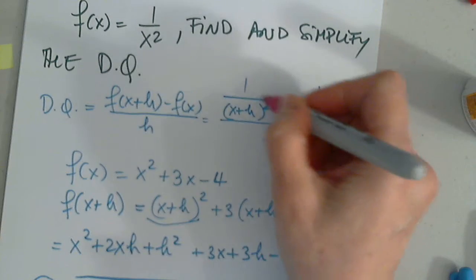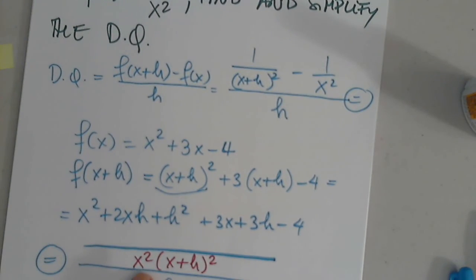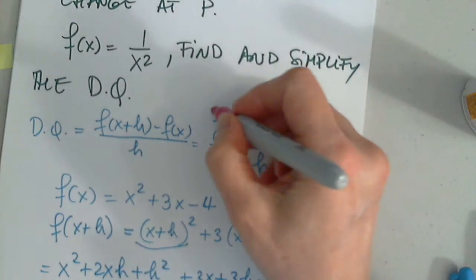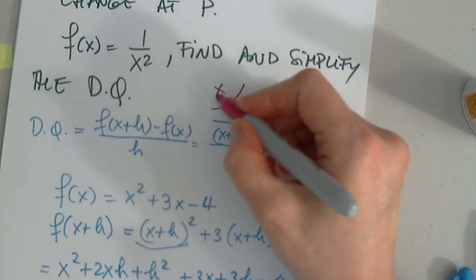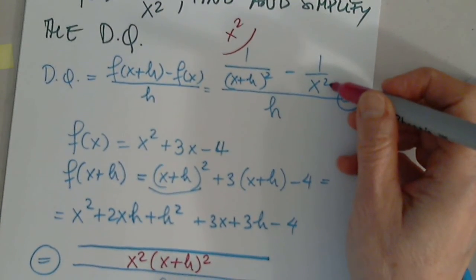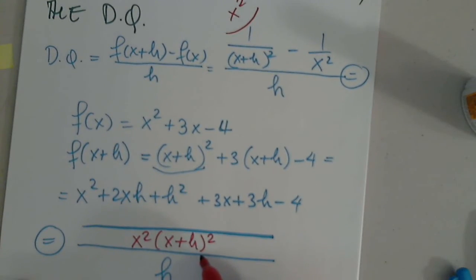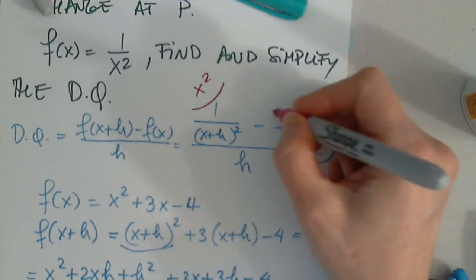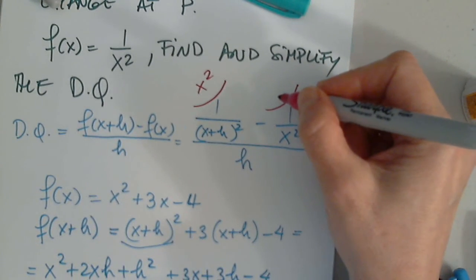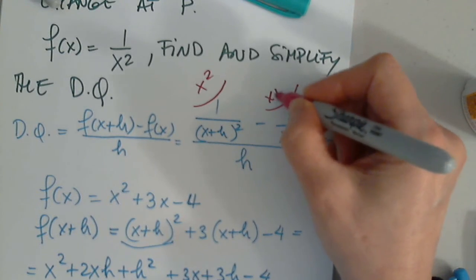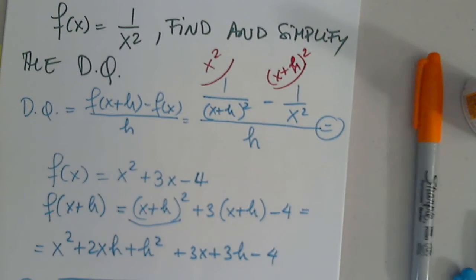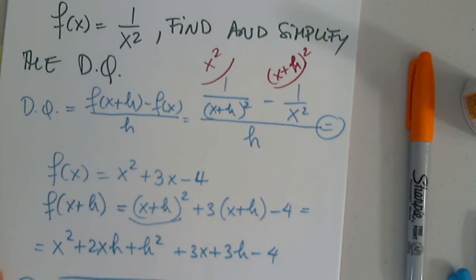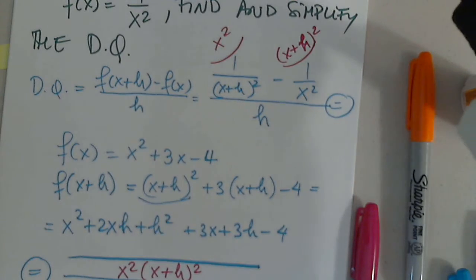So this denominator was multiplied by x squared. So what do I need to multiply the numerator by? X squared. Great. This denominator was multiplied by x plus h squared. What do I need to multiply the top by? The same thing, x plus h squared. That's it. That's the correct answer. You cannot multiply the denominator by something and not multiply the numerator by the same thing. Okay. So next step, what do we have in the numerator?